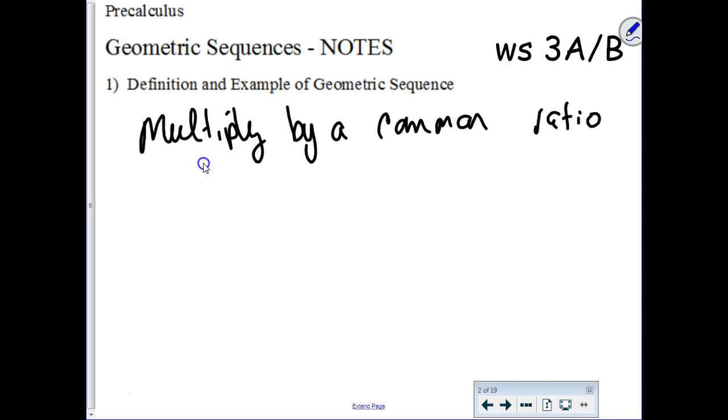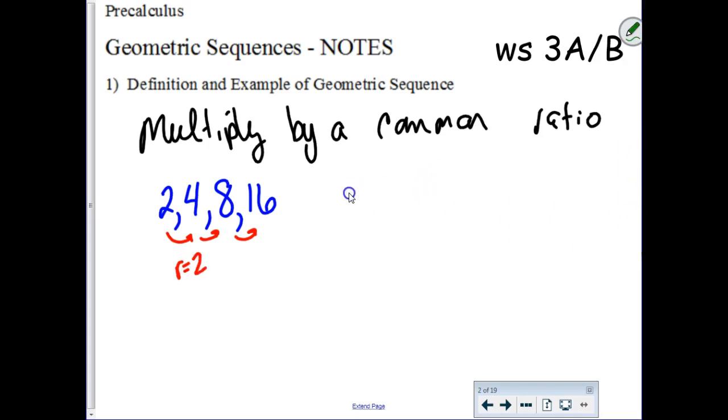So an example of that would be 2, 4, 8, 16. How are we hopping from point to point to point? We're multiplying each previous one by 2, right? So the common ratio in this sequence would be 2.